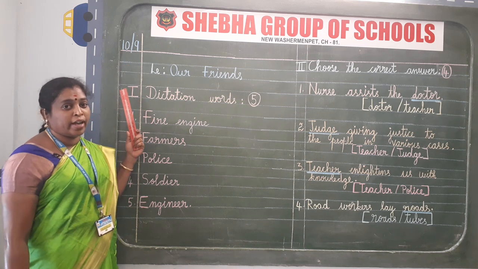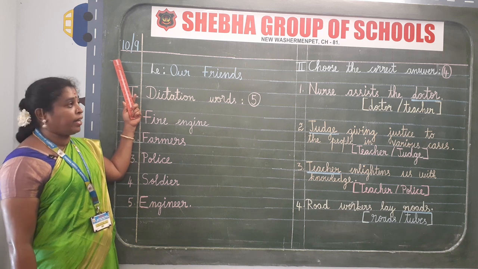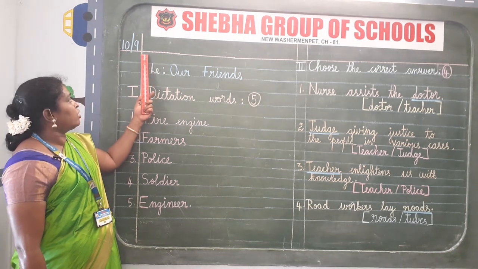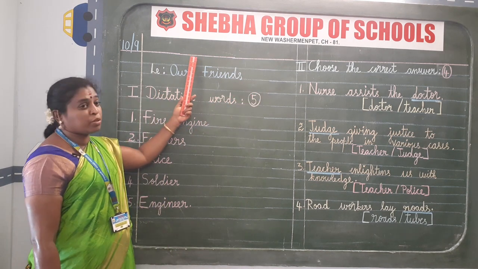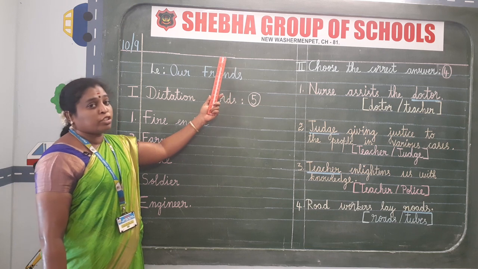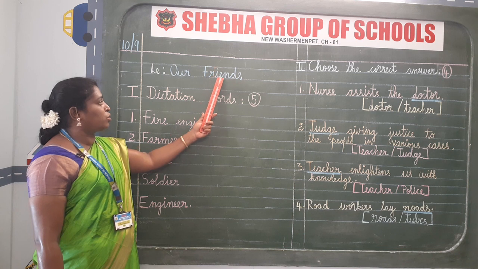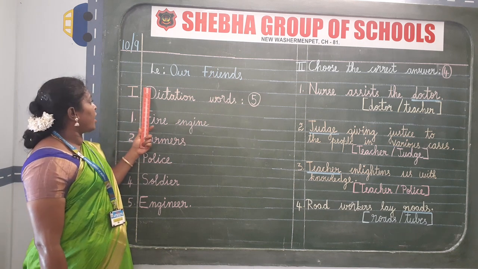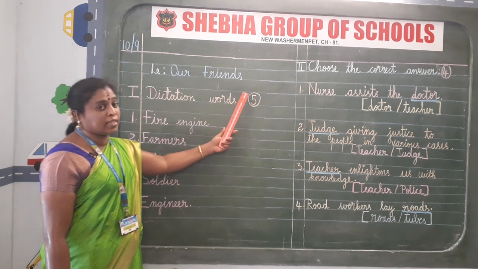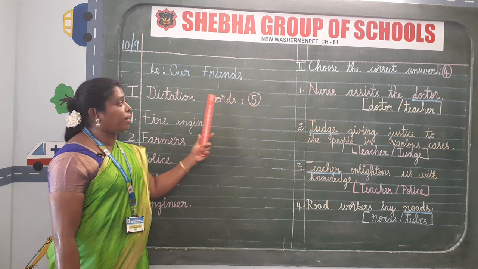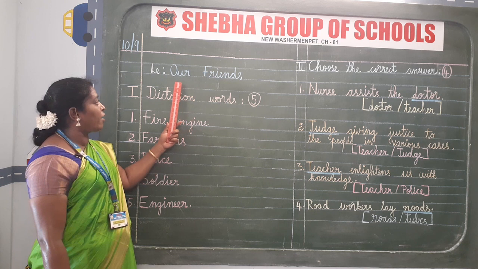First, you have to write the date 10/9. Then draw a line in the margin using a scale and pencil. Don't draw with a free hand. Okay, children. Then again, you have to leave two lines and draw a line in the fourth line with a scale and pencil so that we can write the heading of the lesson here. Okay, children, see how I have written it.